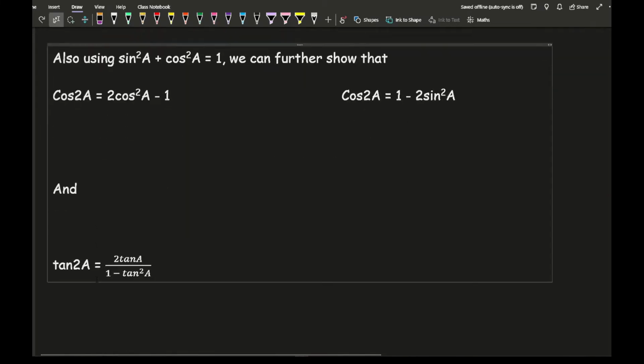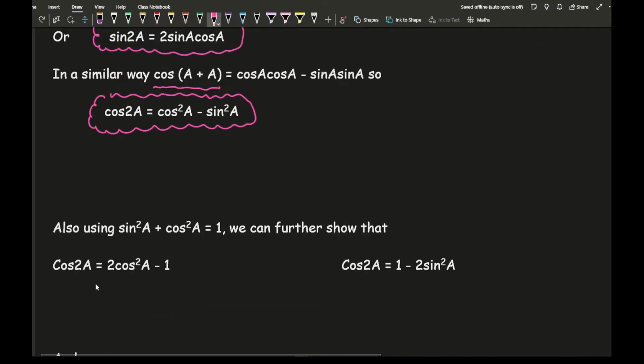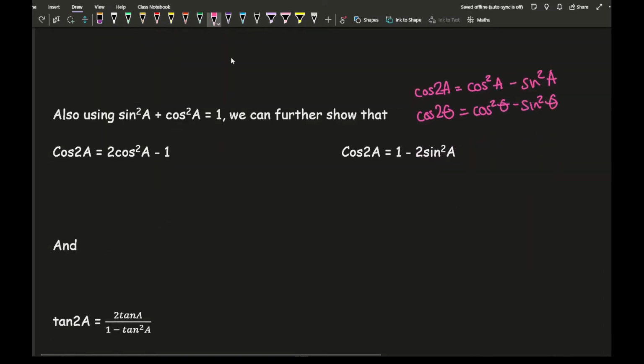Now if we then took on that, we know that sine squared A plus cos squared A equals 1, or sine squared theta plus cos squared theta equals 1, and using this trig identity here, so if I just quickly make a little note, we've got cos 2A equals cos squared A minus sine squared A. Now in terms of notation, that's exactly the same as cos 2 theta equals cos squared theta minus sine squared theta.